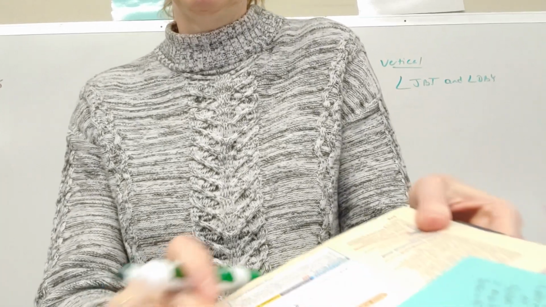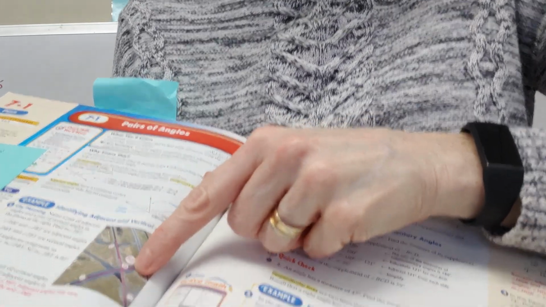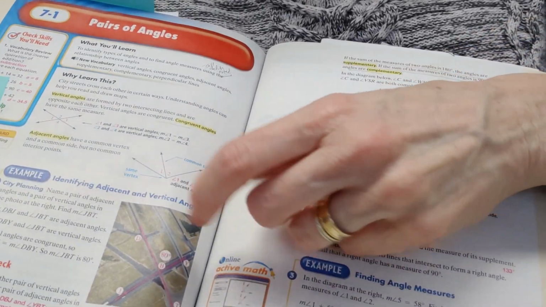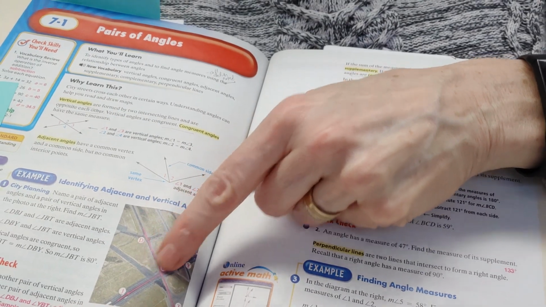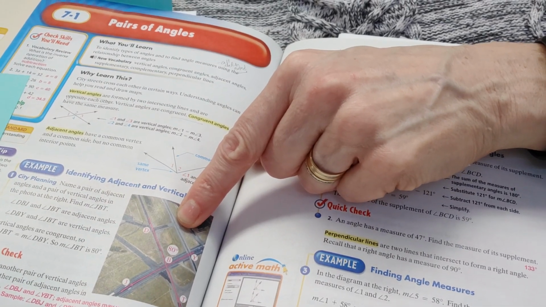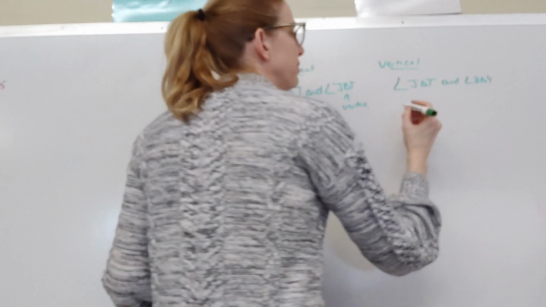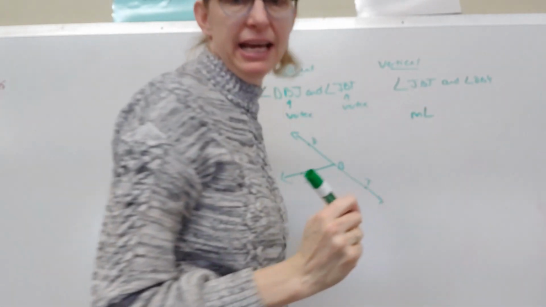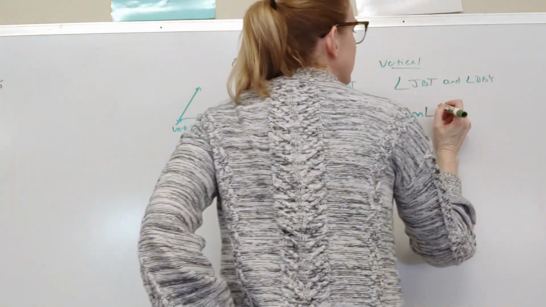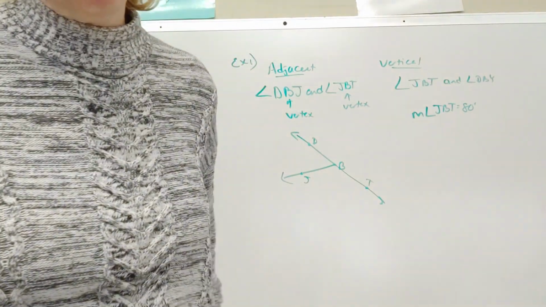Let me see if I can hold it up. Okay, so JBT would be here. JBT, and DBY here. Okay, so they're right across from each other. And remember what I said? Are they congruent? Are they equal? Yes, they are. So if DBY is 80, JBT must be 80. So I use that M, which means the measure of. The measure of angle JBT equals 80 degrees.